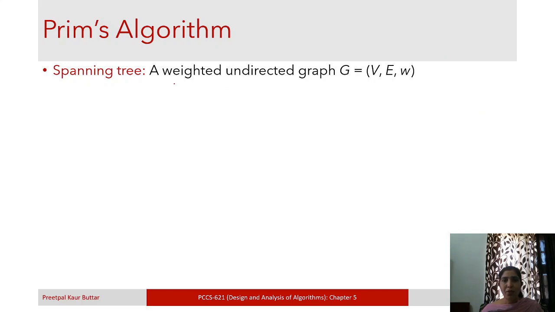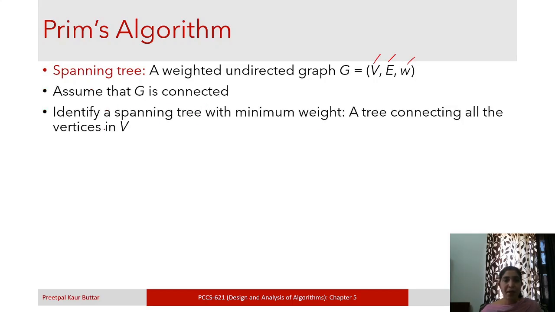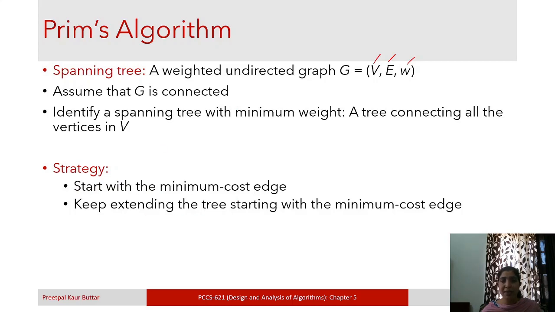So now we know that we have to find a spanning tree. We are given a weighted undirected graph G, which has a set of vertices V, a set of edges E, and a set of weights W. We assume that G is connected. Now we have to identify a spanning tree with minimum weight. A spanning tree means a tree connecting all the vertices in V, right? So Prim's algorithm strategy is to start with the minimum cost edge and keep extending the tree, starting with the minimum cost edge, as we saw in the example.